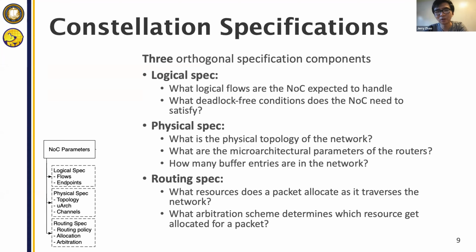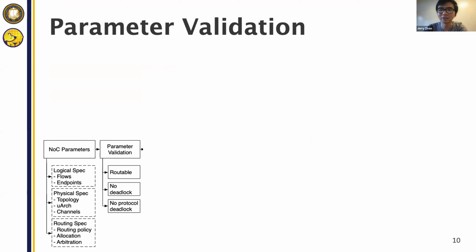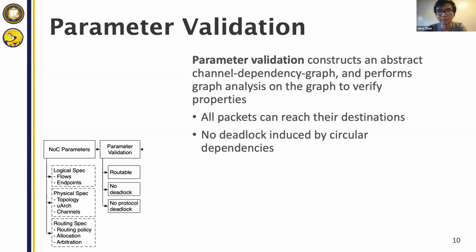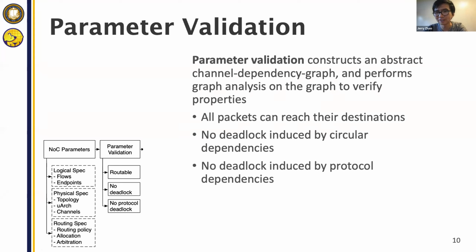So after the user provides all these specification components, the next step in Constellation is parameter validation. In this step, an abstract channel dependency graph of the NoC is constructed, and Constellation implements various graph analysis passes to verify that important or requested properties of the network are met on this graph. So purely from a Scala representation of the NoC, we can deduce several properties of the network, such as: can all packets reach their destinations? Are there deadlocks induced by circular dependencies? And are there any deadlocks induced by protocol dependencies?